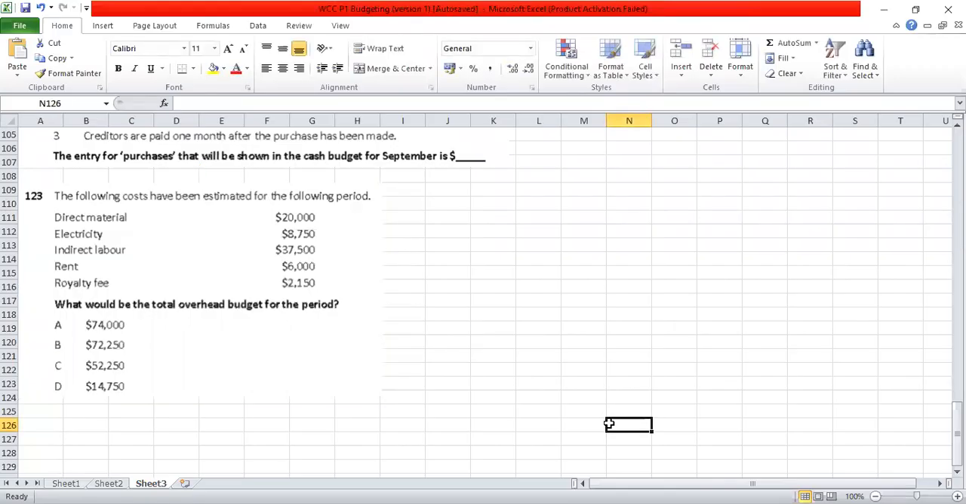The following costs have been estimated for the following period: direct material, electricity, indirect labor, rent, royalty fee. What would be the total overhead budget for the period? So that is what is given. No other thing is mentioned. So from this, we have to identify which of the following are overheads and which ones are direct costs.